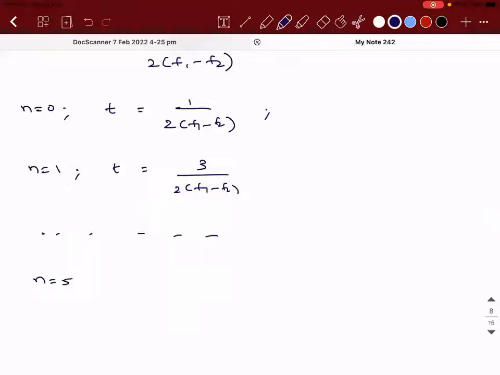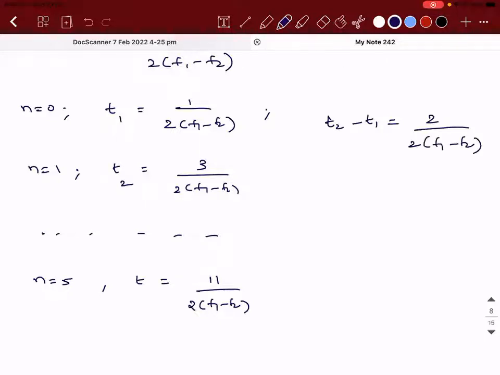If you put n is equal to 5, what will you get? T will be equal to 11 by 2 into f1 minus f2. So this I'll call it as T1, T2, something like this. Then T2 minus T1 in this case will be how much? It will be 2 divided by 2 into f1 minus f2, because the denominator is the same. 3 minus 1 is 2. So 2 and 2 will get cancelled. It will come out as 1 by f1 minus f2. And this is what is the beat period.